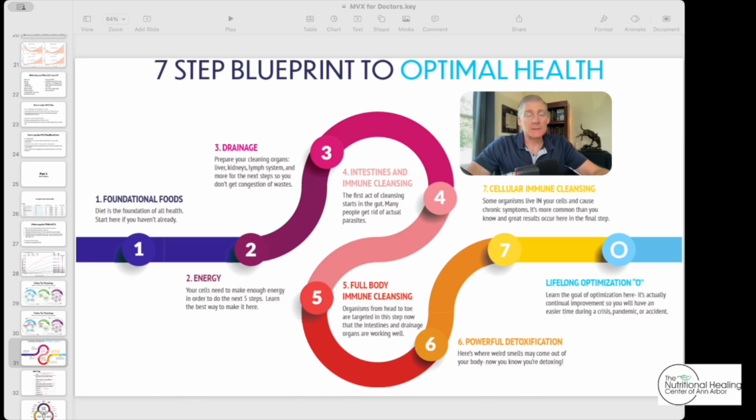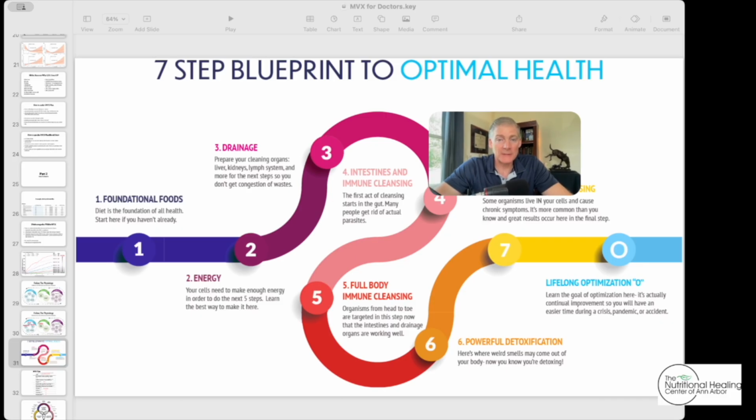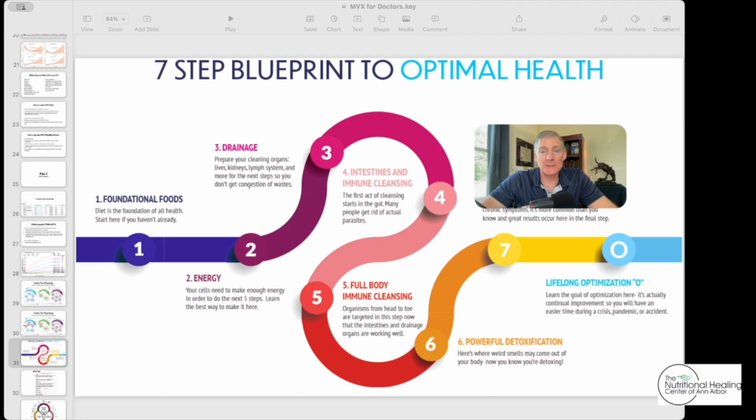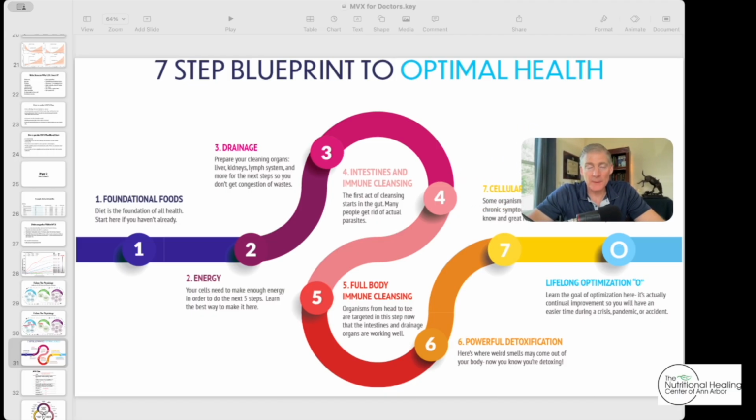And there's probably 60 or 80 different organisms that have been discovered in your cells. So if you start supplements that fix your cells up, you can't just start them right away, because there are these 6 other steps you have to go through in order to get inside your cells and clean them out correctly. The last step is step O, optimization.